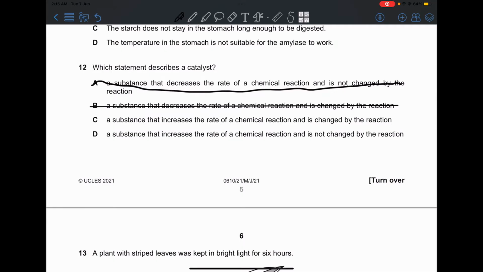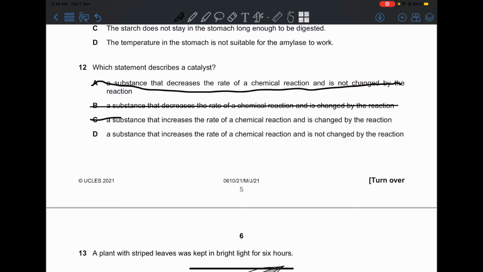Now C says a substance that increases the rate of a chemical reaction and is changed by the reactions. Now we know that enzymes and catalysts, the chemicals that actually increase the rate of chemical reactions, are not used up or changed by the reactions. They are basically just catalyzing, and they are not actually being changed or used up. So a very little amount of enzymes can actually catalyze a large amount of chemical reactions. So over here, let's read.